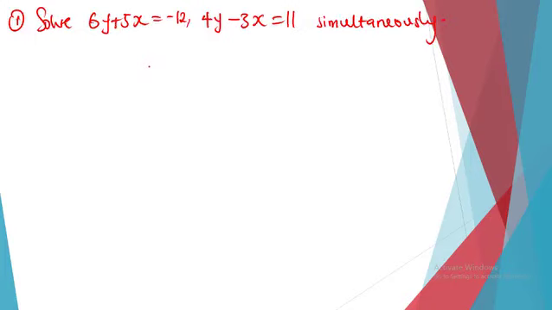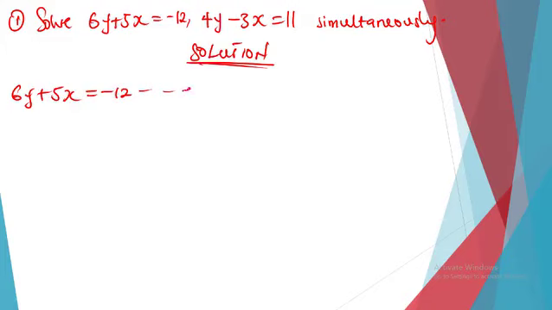Let us take some examples on the substitution method of simultaneous equations. We have a problem here on the screen. It says solve 6y minus 5x equal to minus 12 and 4y minus 3x equal to 11 simultaneously. So let us start the solution. The first thing we need to do is to number the equations. By numbering them, we have that 6y plus 5x equals minus 12 is our equation 1, and 4y minus 3x equal to 11 is our equation 2.